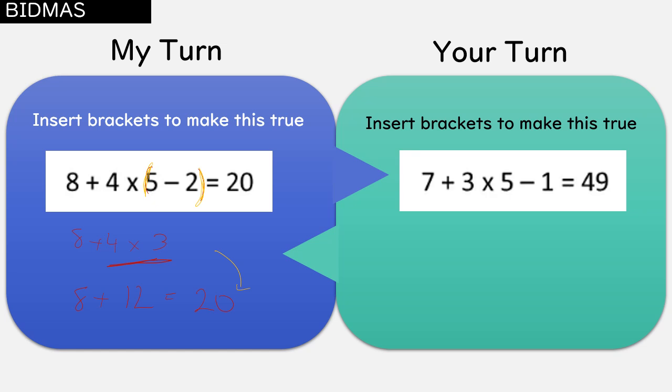Pause this video, see if you can find where the brackets have to go on the right-hand side question. Okay, well done if you got this one. Actually the brackets need to go right at the start here. So the brackets we would do first to get 10. Everything else stays the same. Then we're going to do the multiplication, and 50 minus 1 does give me 49. So well done if you've got that one.